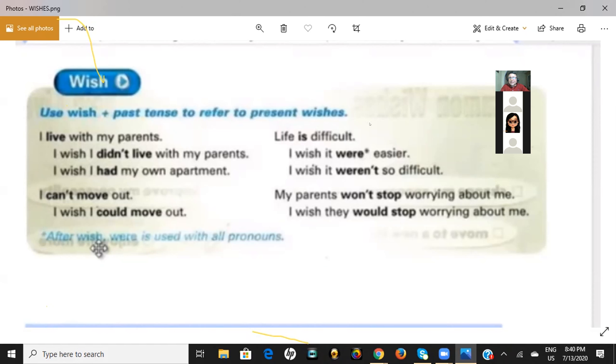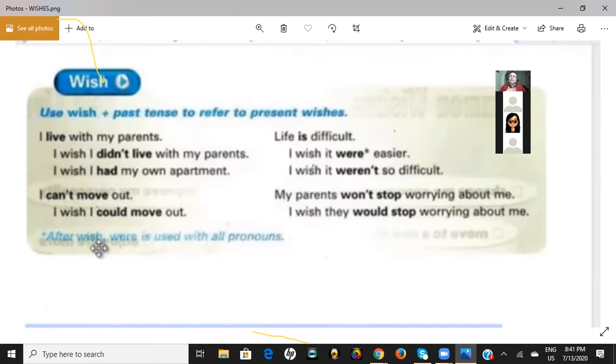So look at this one. Look at the second group on the right. Life is difficult. We know it. Now, we use the simple past form of the verb when we're using wishes. There is only one exception. What are the three forms of verb to be in the simple present? Am, is, are. Good. What are the two forms of verb to be in past? Was and were. Observation. When you're talking about wishes, was does not exist.